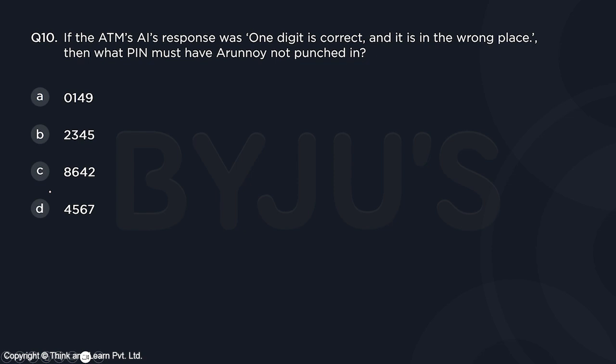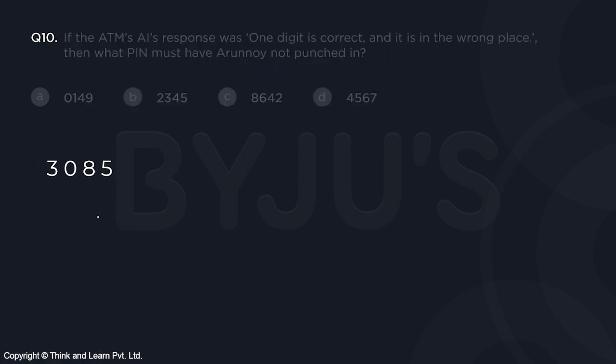If the ATM's AI response was 1 digit is correct and it is in the wrong place, what pin must Aruno not have punched in? Okay. So if he punches in 0, 1, 4, 9, I see 1 digit is correct, right? That is 0. And this 1 digit is in the wrong place because I'm putting it at 1. So therefore, 1 digit is correct. It is in the wrong place. This would be the response I'm looking for, which is not punched in.